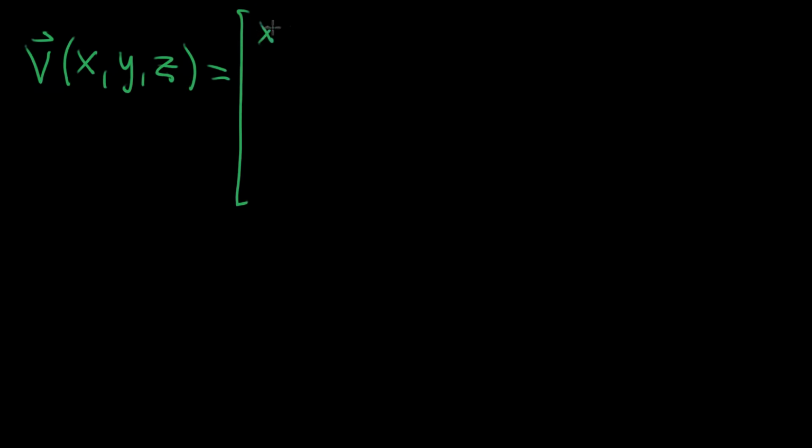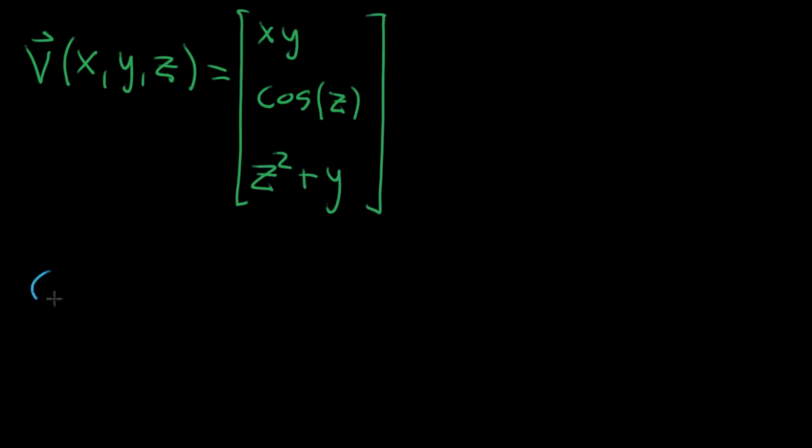So let's go ahead and work through an actual curl computation. Let's say our vector valued function v, which is a function of x, y, and z, this is going to be three-dimensional, is defined by the functions, and I don't know, let's say the first component is x times y, the second one is cosine of z, and then the last component is z squared plus y, let's say. So if you take this guy, how do you compute the curl of that vector valued function?